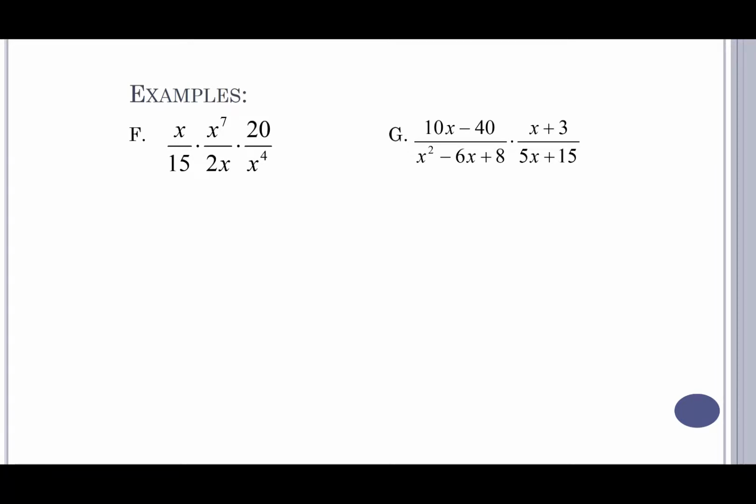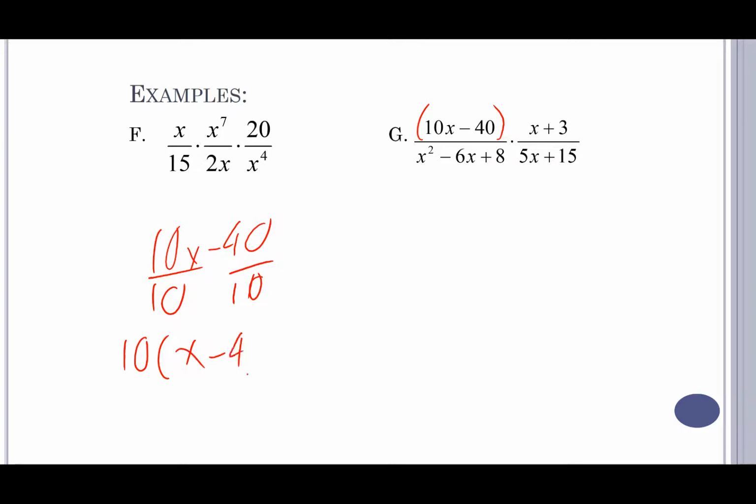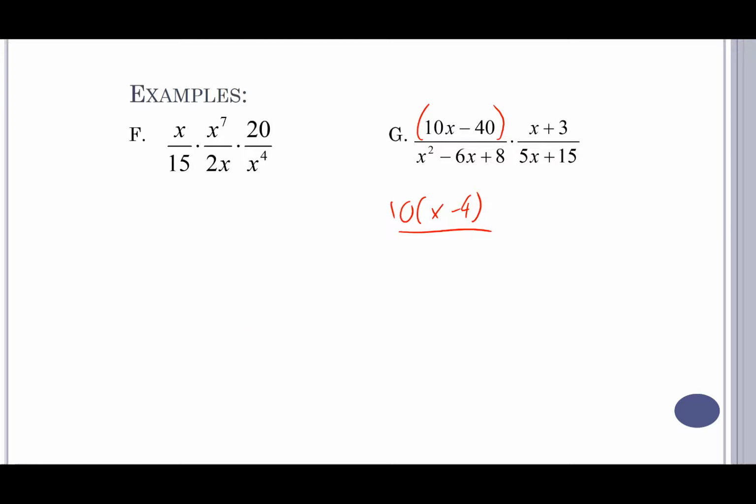So let's factor. This numerator here, 10x minus 40, that's factorable, because both terms are divisible by 10, so I can factor out 10. So 10 will come out, leave me with an x minus 4. So there's your numerator, 10 times x minus 4. All right, let's look at something else. Let's look at the denominator for that. The denominator for that is definitely factorable. It's a polynomial, so x squared minus 6x plus 8.